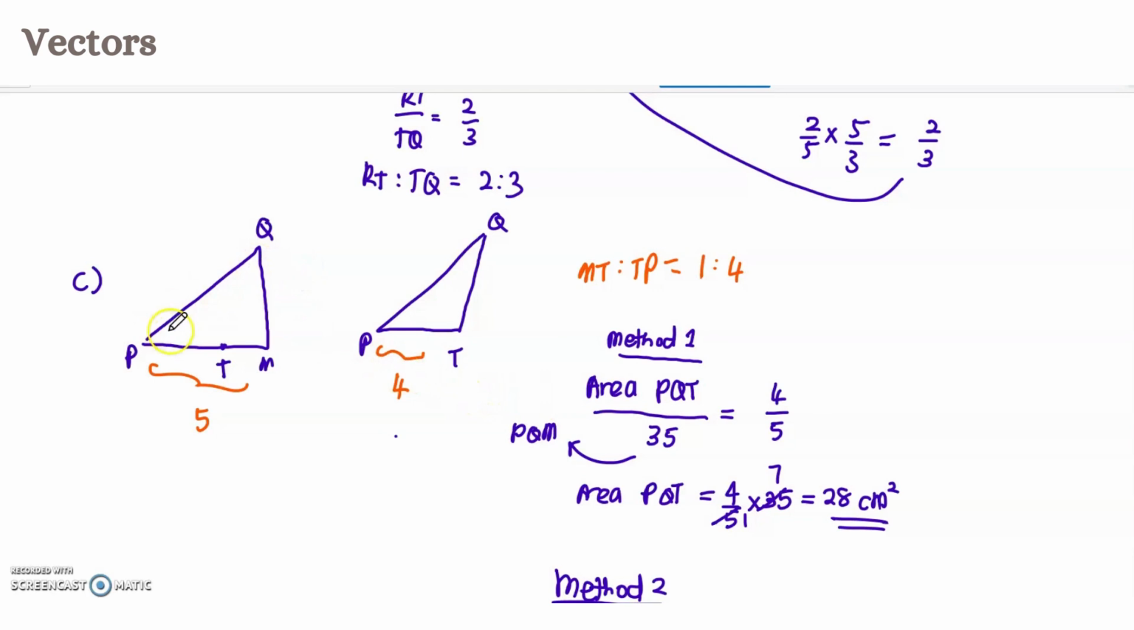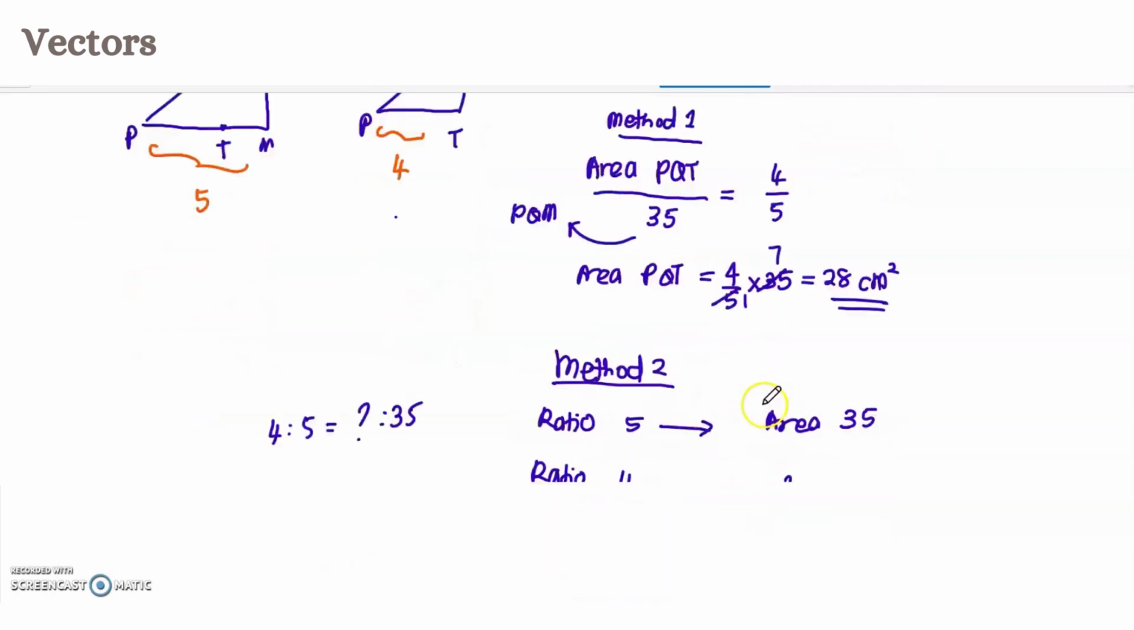I divide this into two triangles: triangle PQM with the length of MP 5, and triangle PQT with the length of TP 4. So the area of PQT over the area of PQM, which is 35, is equal to 4 over 5. Then we rearrange and calculate the area of PQT as 28 centimeter square. That is the answer for question 9C.